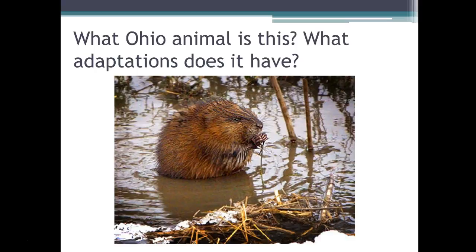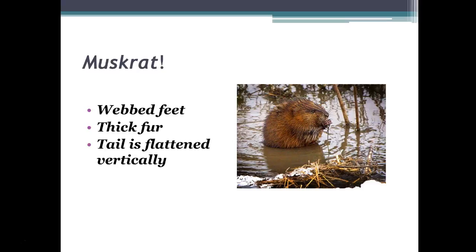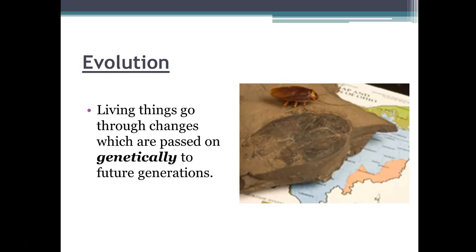Here's another common animal we have in Ohio. Many students and adults might mistake this for a beaver. It is an aquatic animal. It's a muskrat. And so if you just think about it being aquatic, you can probably guess what some of its adaptations are. And of course, it has webbed feet. It has a thick layer of fur. In fact, it has two different layers of fur, one being waterproof. And its tail, unlike a beaver, which is flattened horizontally, its tail is flattened vertically to help move it through the water.